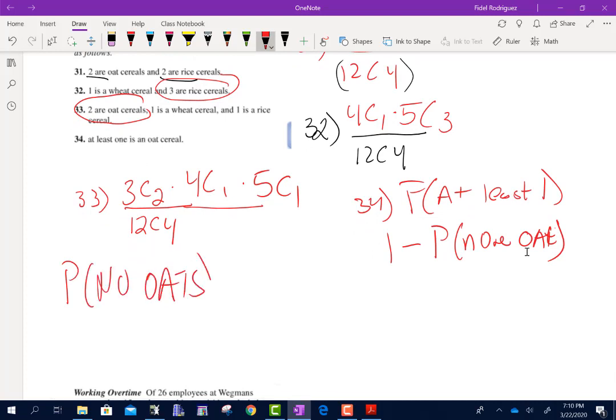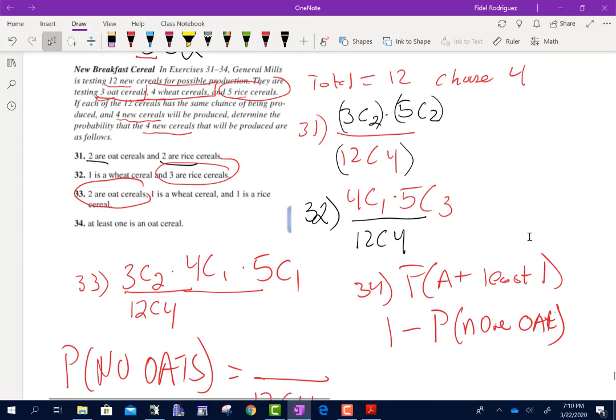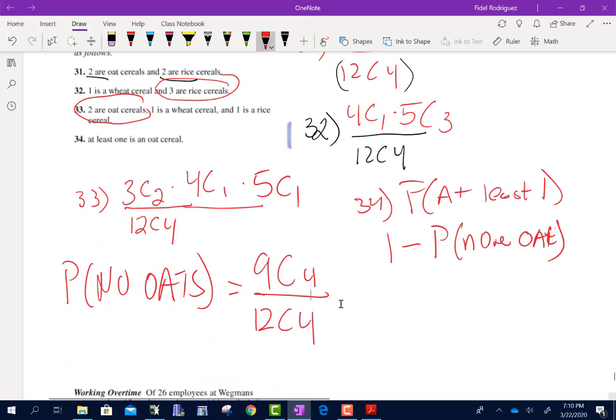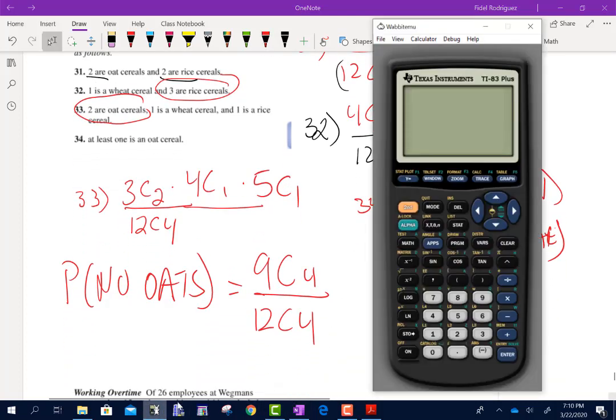No oats. Okay. My denominator is still 12, choose 5, right? Or 4, I'm sorry. We're picking 4 cereals. 12, choose 4. Okay. If we don't want any oats, I'm going to scratch out those 3. I'm only looking at the 4 wheat and the 5 rice. So 9, choose 4. Okay. So let's do this part here, see if we can get that part done. If I go like this, turn this thing on. What is 9?